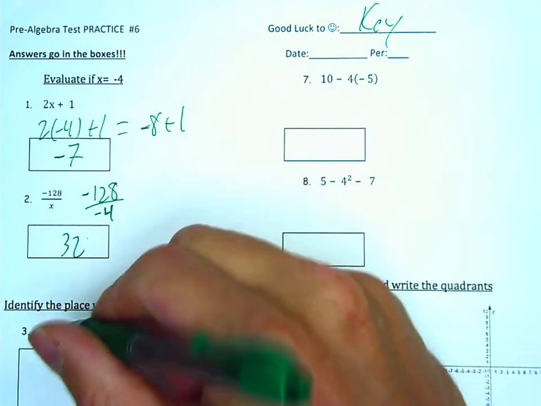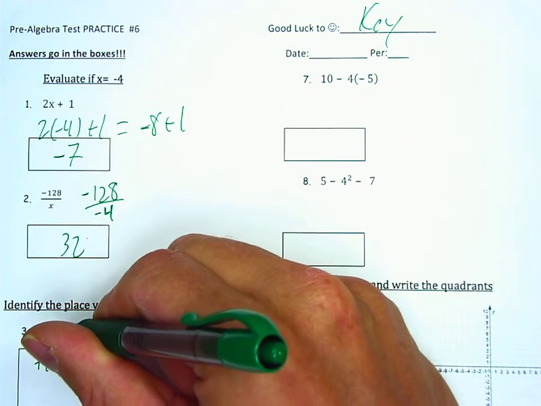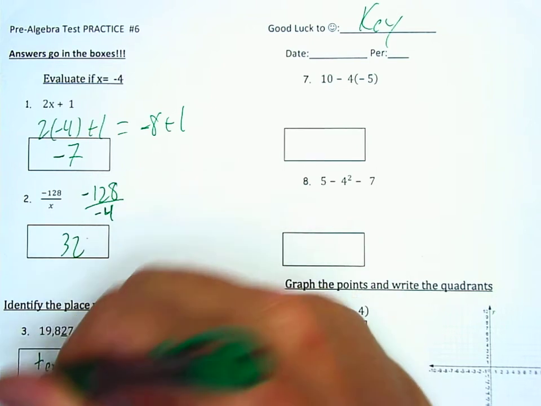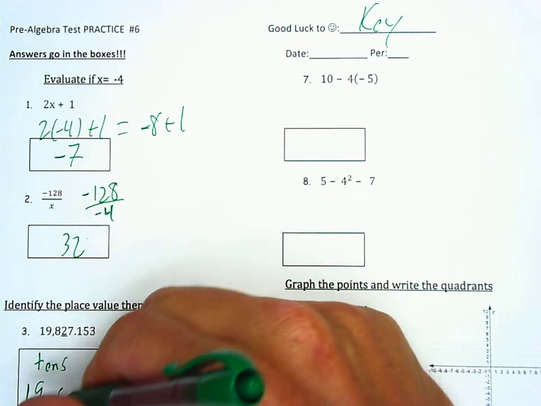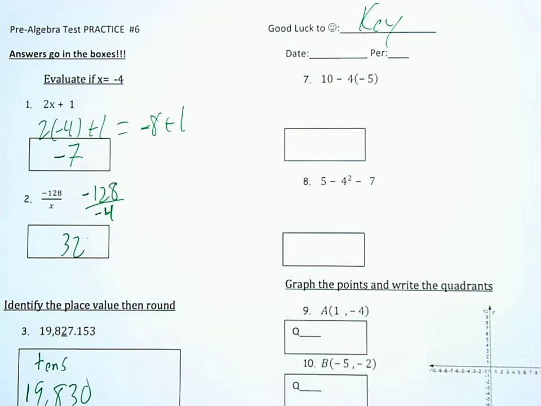Question 3. The place value here is the tens. And we're going to round to that place value. So that's going to become 19,830 because it's followed by a 7. So it rounds up, becomes larger. All right, question 4.